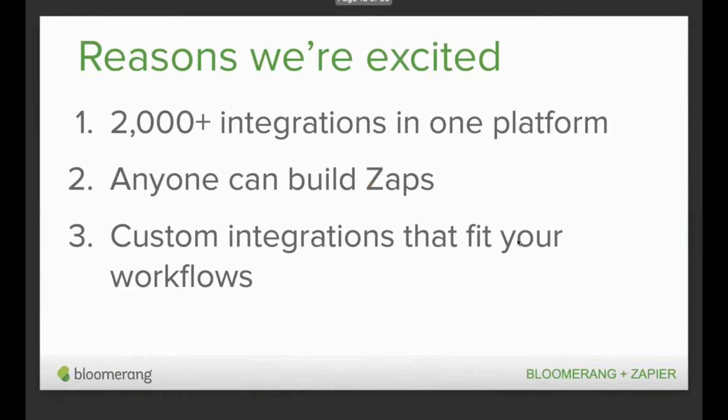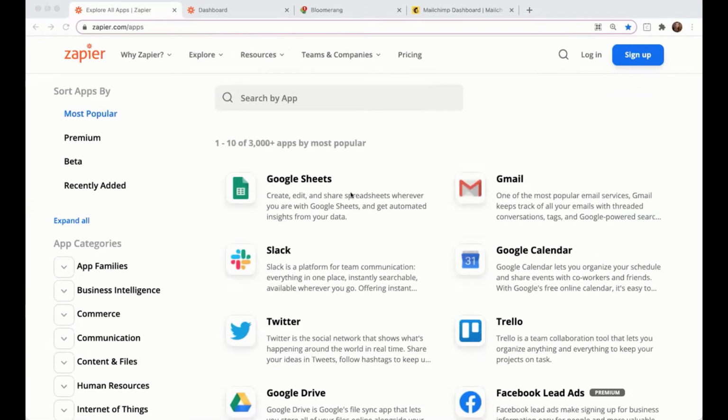There's three main reasons. First and most important, Zapier connects to 2,000 other applications. Any app in Zapier's directory can be connected with Bloomerang. So if it's on Zapier's list, it can be integrated, and this includes Mailchimp.